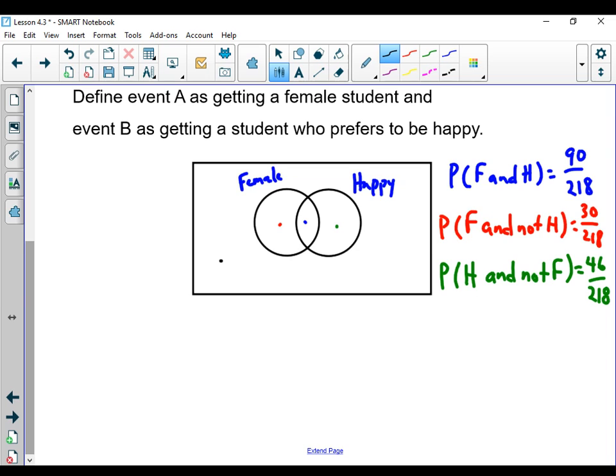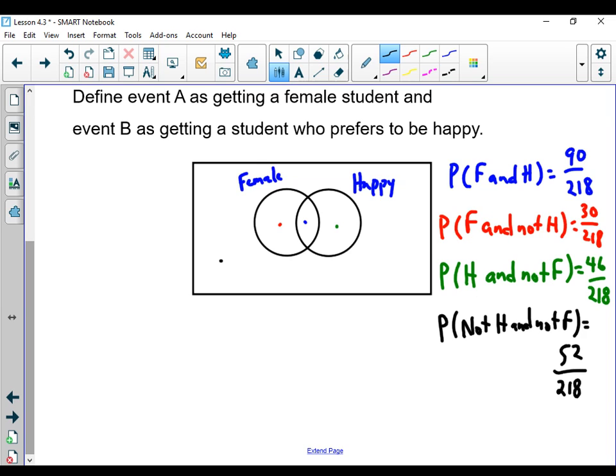And then the outside section, the section I made with the black dot there, that would be the ones that are not happy and not female. Well, I could go back to the table again, but basically I'm talking about whoever's left. So I've already dealt with 90 plus 30 plus 46, so I've already dealt with 166 people. So I'm going to take 166 away from 218, and I find out that's 52 out of 218. All right, so now I'm ready to fill in my Venn diagram.